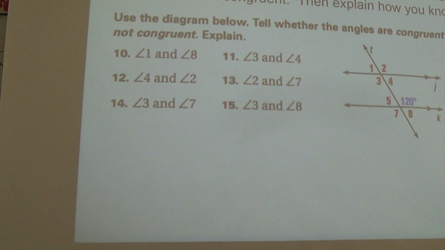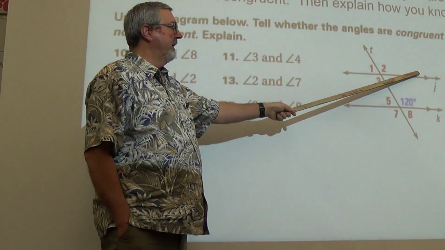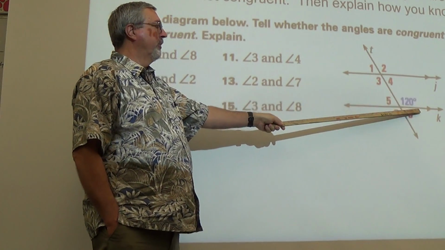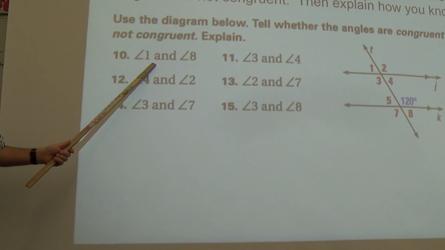All right. So look at this page on your PowerPoint right now. It says use the diagram below, tell whether the angles are congruent or not congruent, and then explain why. So if you look at this, you know that these two lines are parallel. Okay. These two lines are parallel right here. Determine whether or not, well, let's look at 1 and 8.